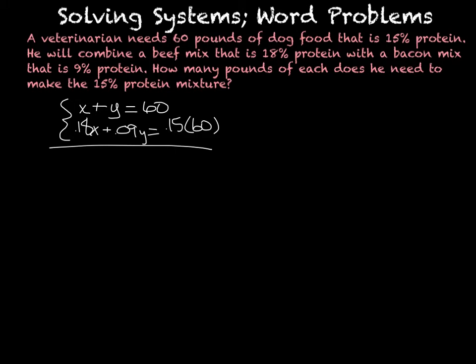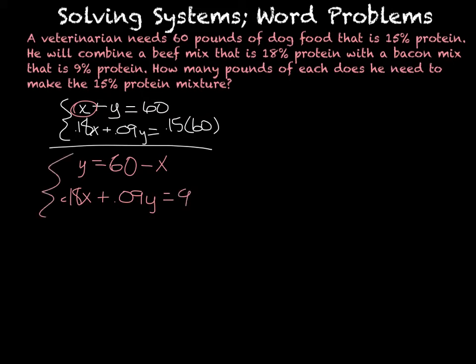I'm going to change this and do substitution because I think that's the easiest way to do it. So if I subtracted the X over, then I would have Y equals 60 minus X. And that would be the first equation, and then my second equation would be 0.18x plus 0.09y equals 0.15 times 60, which is actually going to be 9, so I'm just going to write 9 there. And that is my new system of equations. And then I just solve that.